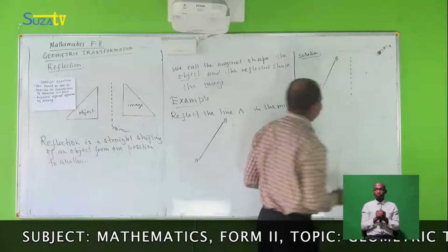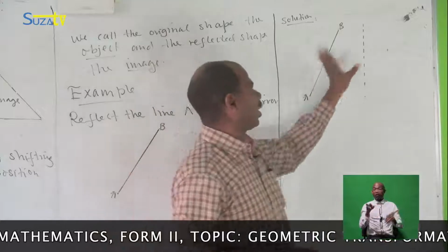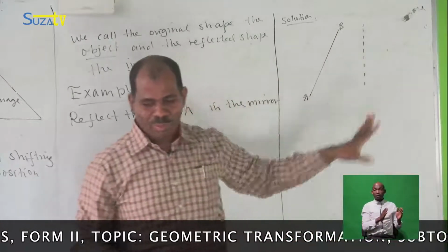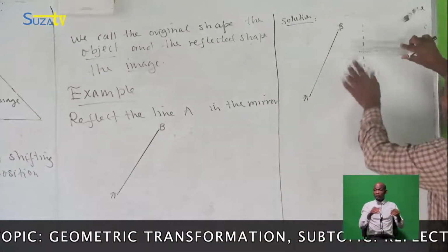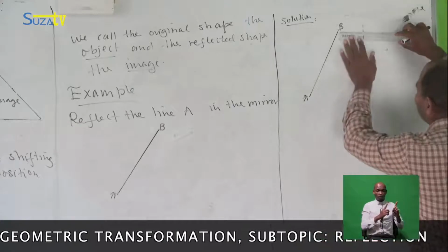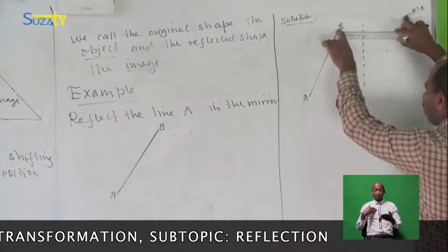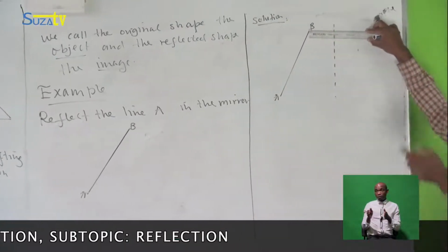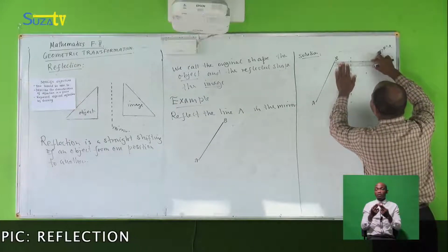This is the line of reflection. And the image will be seen on the other side of the line by moving the point. So to find the position of B's image, we have to measure the distance from B to the mirror. So we'll have the same distance on the other side. So now let's measure. How many centimeters?